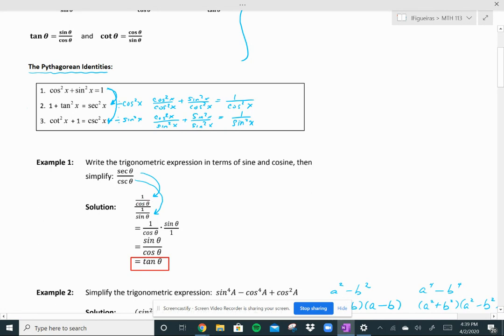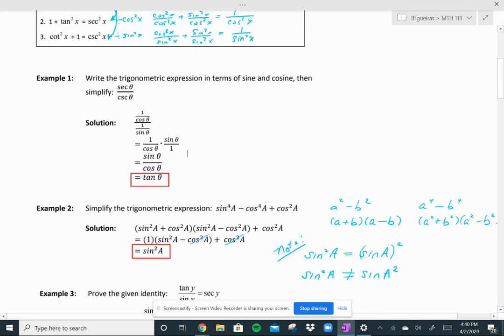Okay, but that means that I have one fraction divided by another fraction, and when you divide fractions, it's the same as multiplying the first fraction by the reciprocal of the second. So that's what you see here, 1 over cosine theta times sine theta over 1. But when you multiply those two fractions, you get sine of theta over cosine of theta, and again, by definition, sine of theta over cosine of theta is tangent of theta.